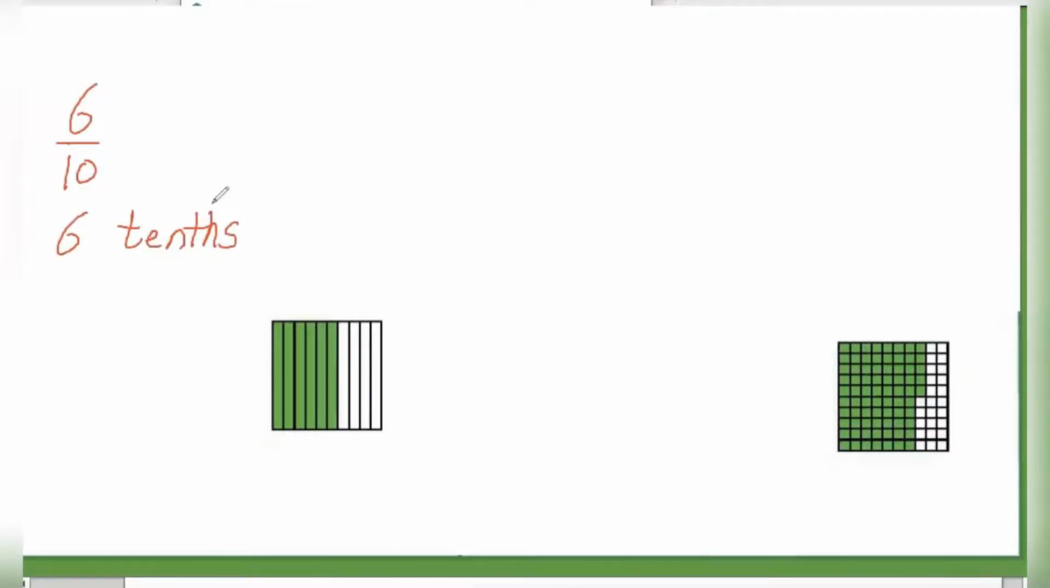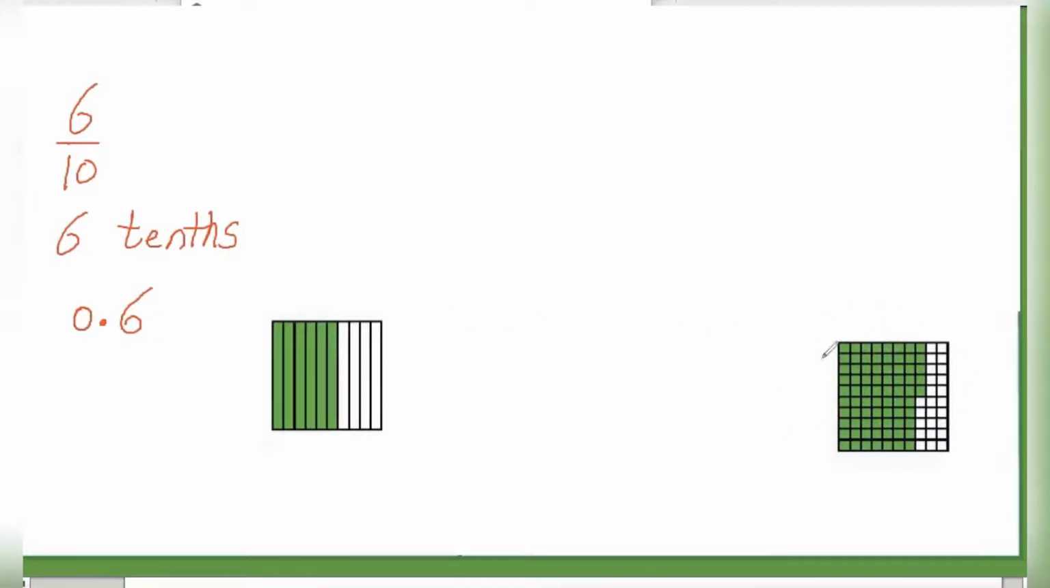How can I write the decimal that represents 6 tenths? I will put 6, the numerator. And after that, in the denominator we have 10. How many zeros in 10? We have one zero. So I will put a decimal point after one digit from the right. And in the whole part, I will put 0. This is called 6 tenths in decimal form.